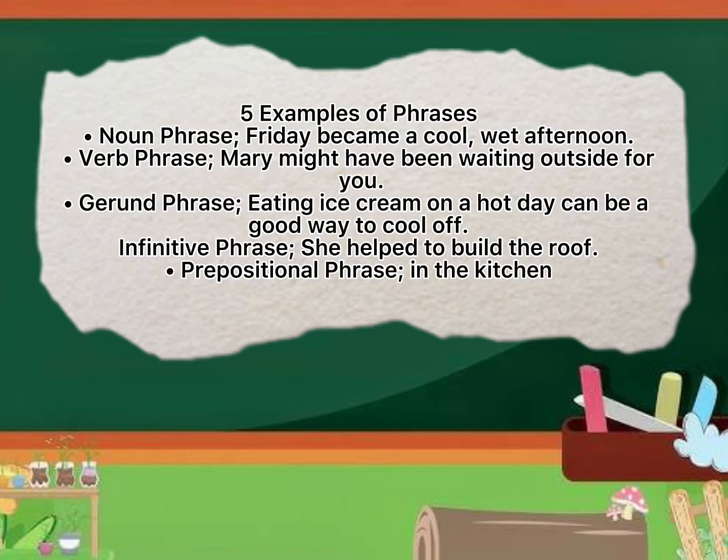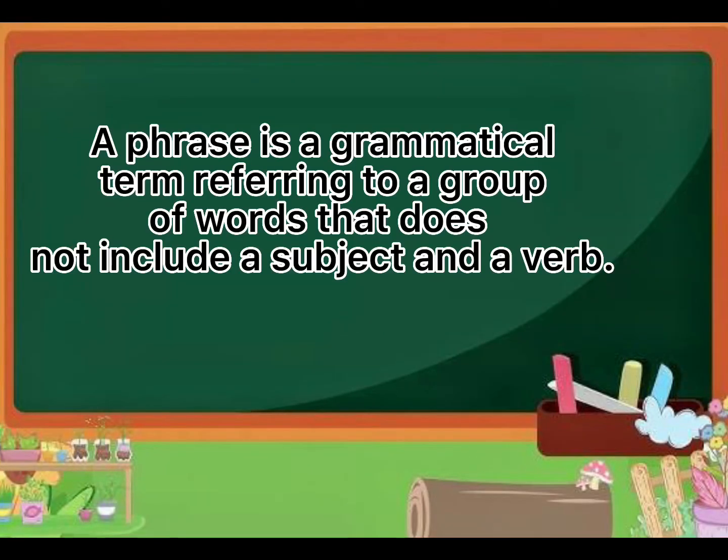Five examples of phrases. First, noun phrase: Friday became a cool, wet afternoon. Verb phrase: Mary has been waiting outside for you. Gerund phrase: Eating ice cream on a hot day can be a good way to cool off. Infinitive phrase: She helped to build the roof. And prepositional phrase: In the kitchen, you will find my mom. A phrase is a grammatical term referring to a group of words that does not include a subject and a verb.